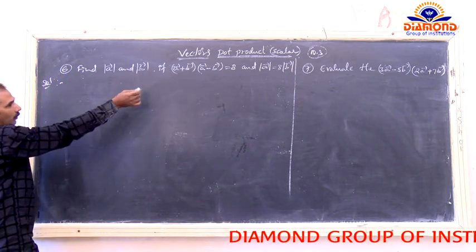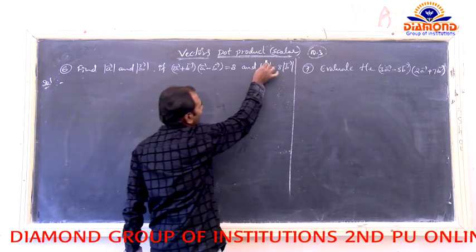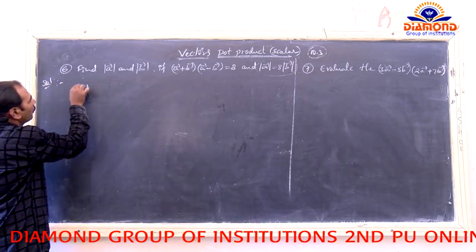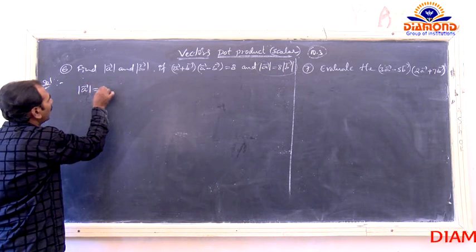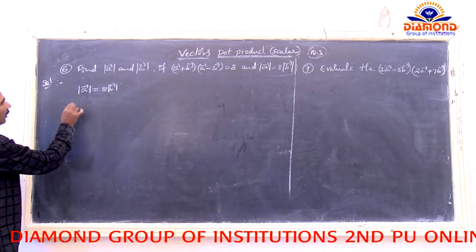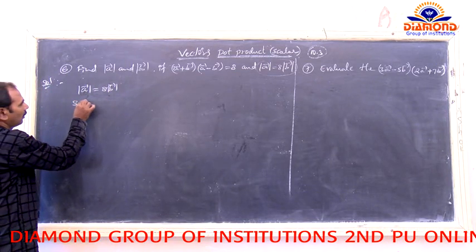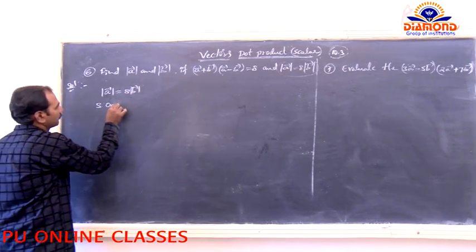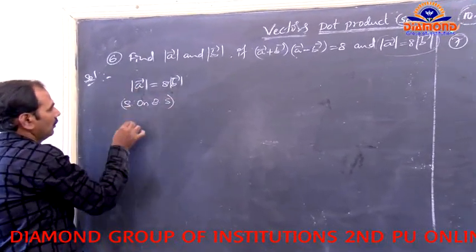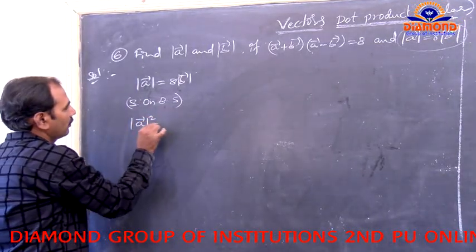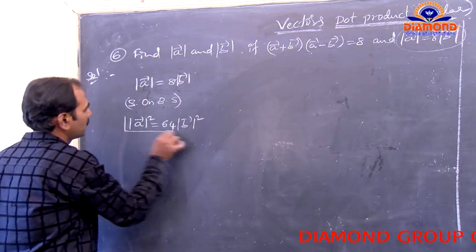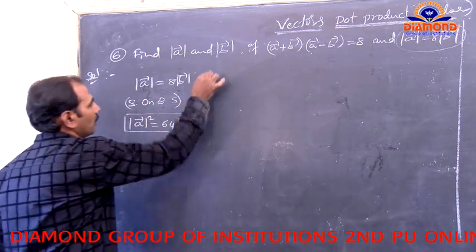First of all, you take this condition: magnitude of A equals 8 times magnitude of B. First you square both sides. So magnitude of A square is 64 times magnitude of B square. This is the condition.